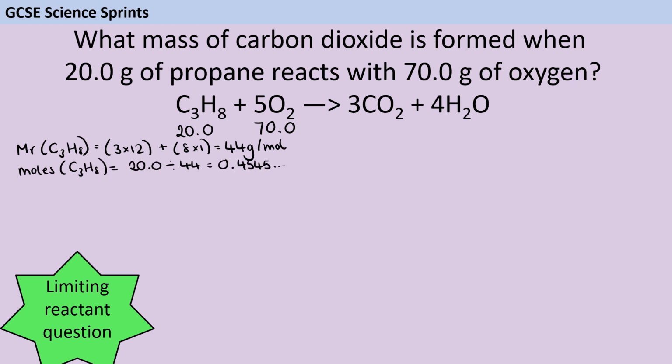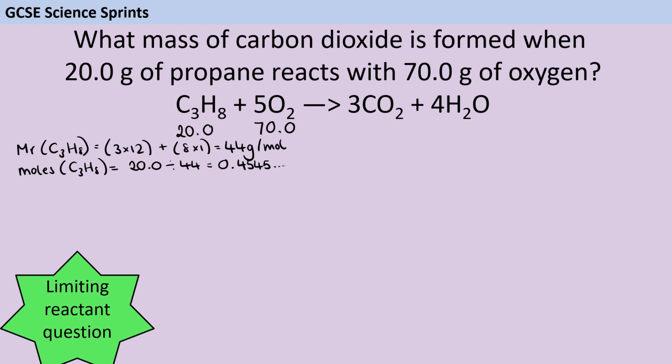So you probably know a little equation, mass is Mr times moles. If I rearrange that, I get that moles is going to be the mass divided by the Mr, or divided by the relative formula mass. So I do my 20 grams divided by 44 grams per mole, and I get 0.4545 and so on. Now, I haven't written out the full calculator display here, but that doesn't mean that I'm rounding at this point.